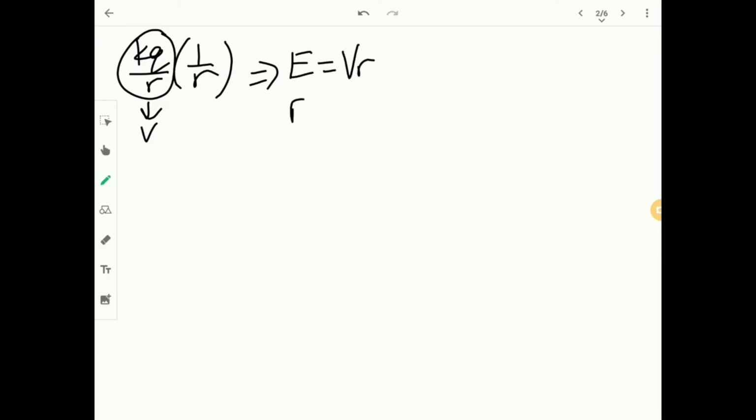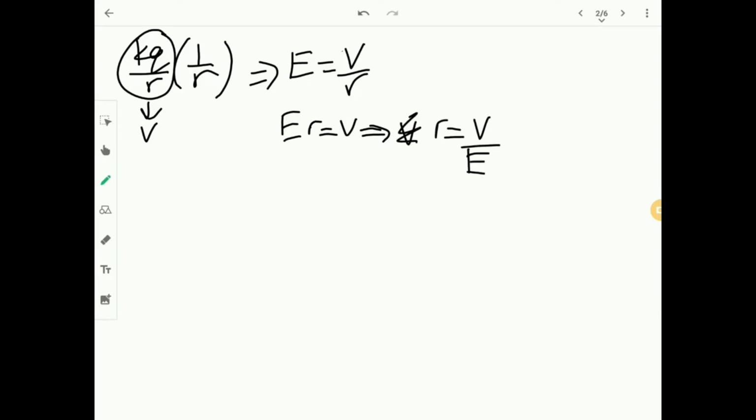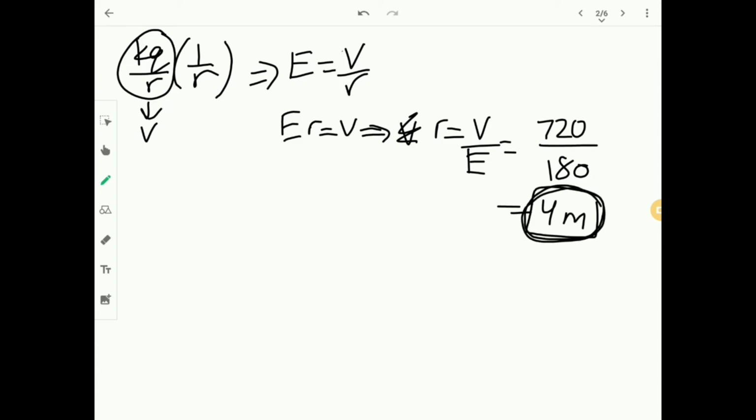Oh wait, no, sorry. Isn't it E equals V over R? So when we cross multiply, we should get ER equals V, which means R equals V over E, which means it's 720 over 180, which is 4 meters, because distance has to be in meters, like this.